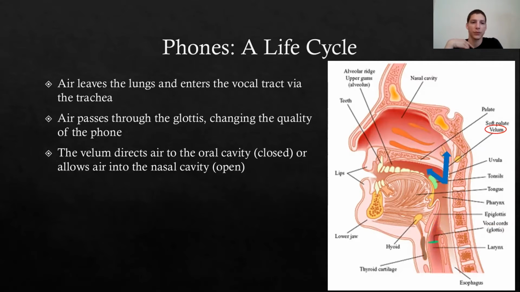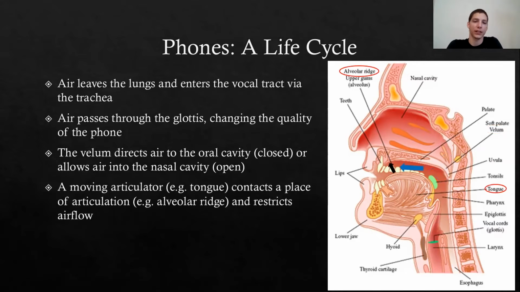Once air passes through the glottis, it goes up by the larynx and behind the tongue, where the next crucial part is the velum. It will either send air into the oral cavity when it's closed, or let air into the nasal cavity when it's open. Whether air passes through the oral or nasal cavity also determines how the sound behaves, because of the acoustics and the space involved with how open the oral and nasal cavities are.